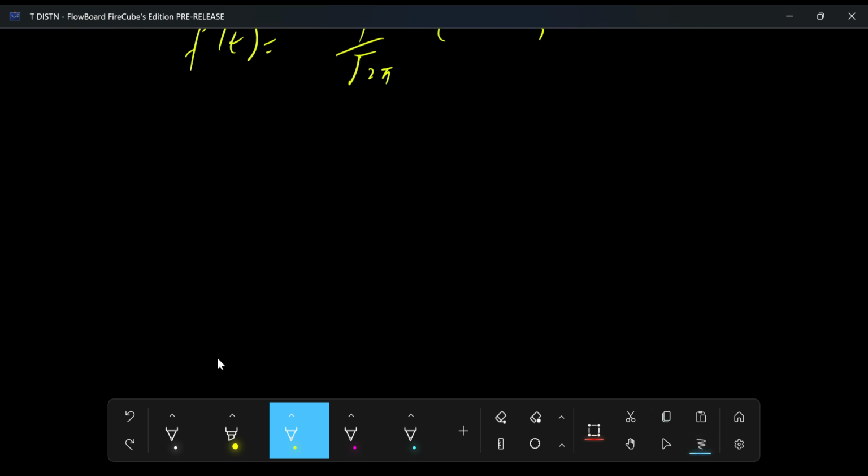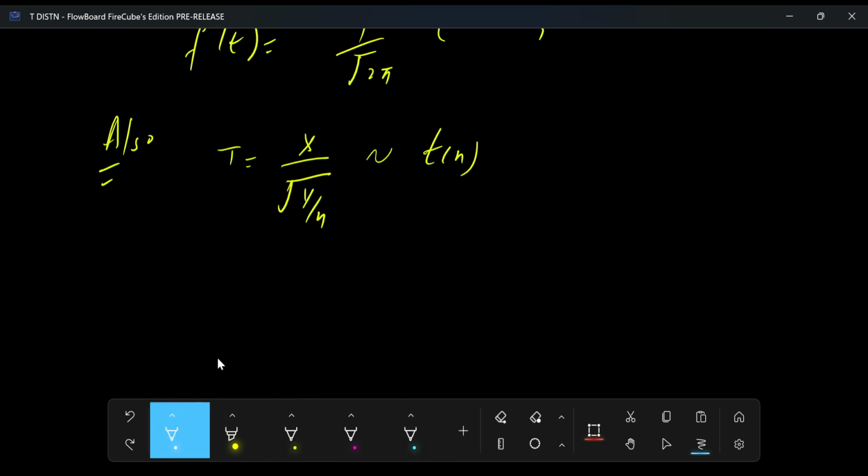And also, in the previous lecture, I told you that t is equal to x upon under root y by n, which will follow Tn. But what is x here? What's y here? As you can see, n is the degrees of freedom, as you know. But what's x and what's y? So let's comment on these two things.